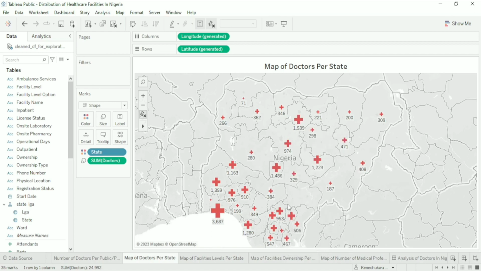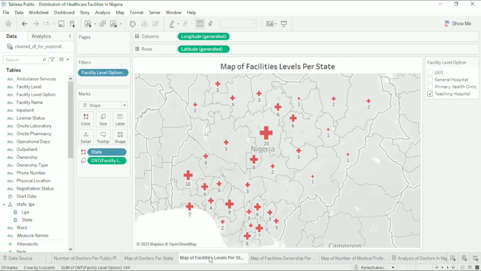Yeah. I've explained this before, but this map makes it more interactive, like seeing different states, like this is the FCT, this is Plateau. The lowest is even Ogun State, which is the worst of all, having 69 doctors in just the whole state, which is actually bad, followed by Sokoto. Okay, let's go to the next map.